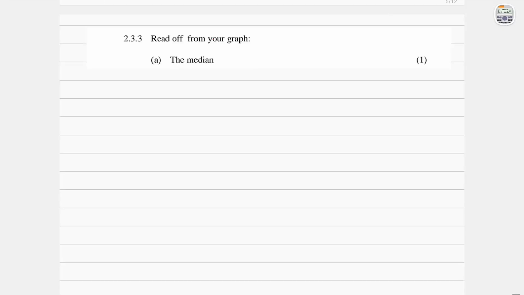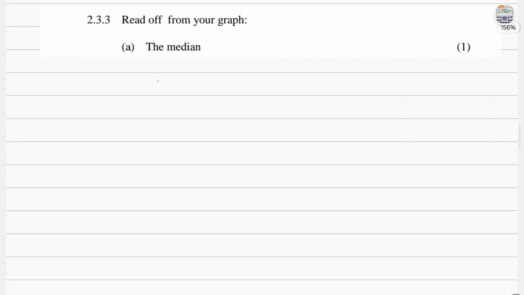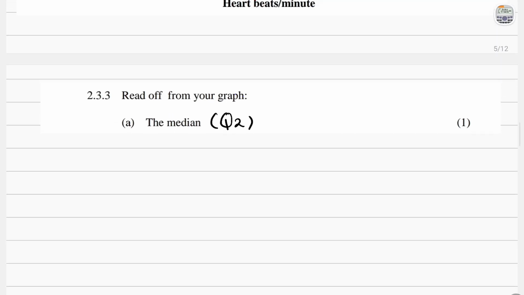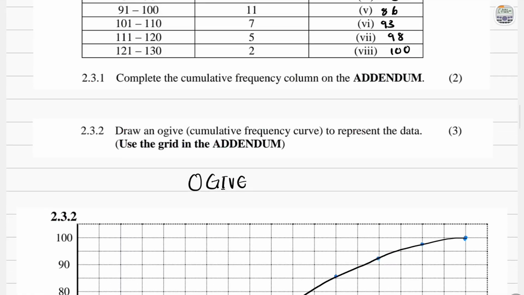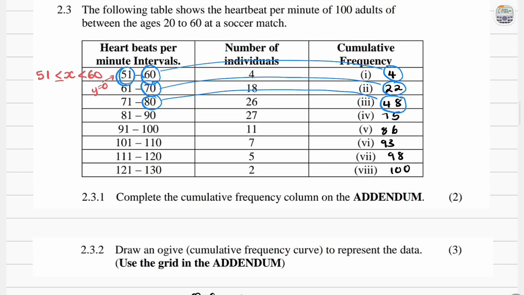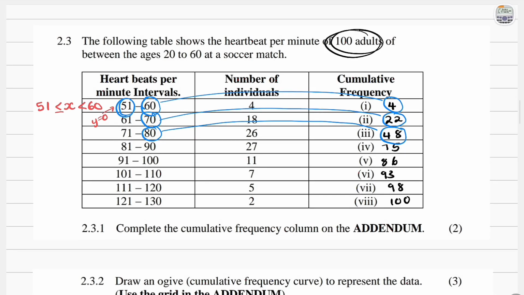Question 2.3.3 just says we need to read off the graph. We need to find the median. So the median is also known as Q2. This is marked at half of your data set. Your data set has already been ordered, put in ascending order, because this is already grouped data. And so we will find the position of Q2 first. To find the position of Q2, we remember the amount of people in this survey, and we know there are exactly 100 adults.